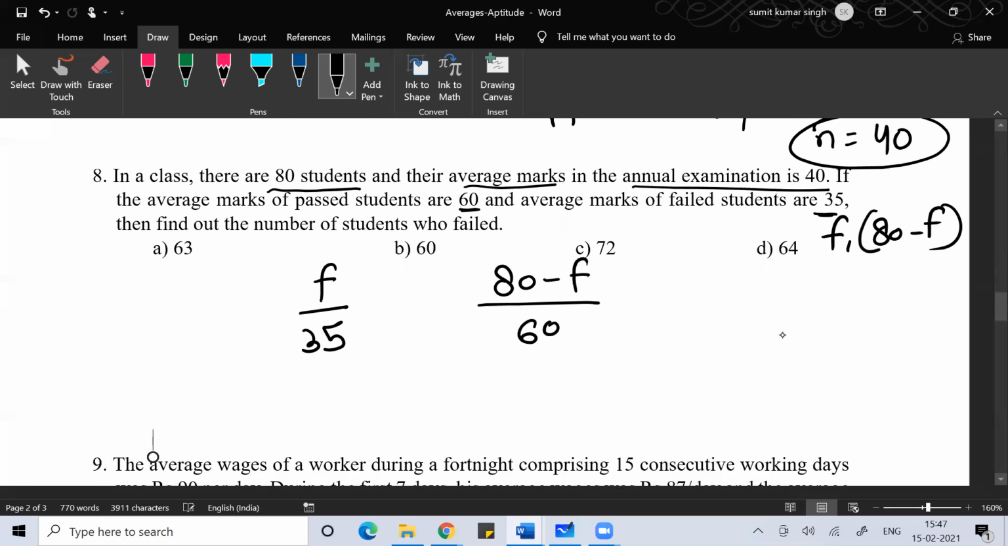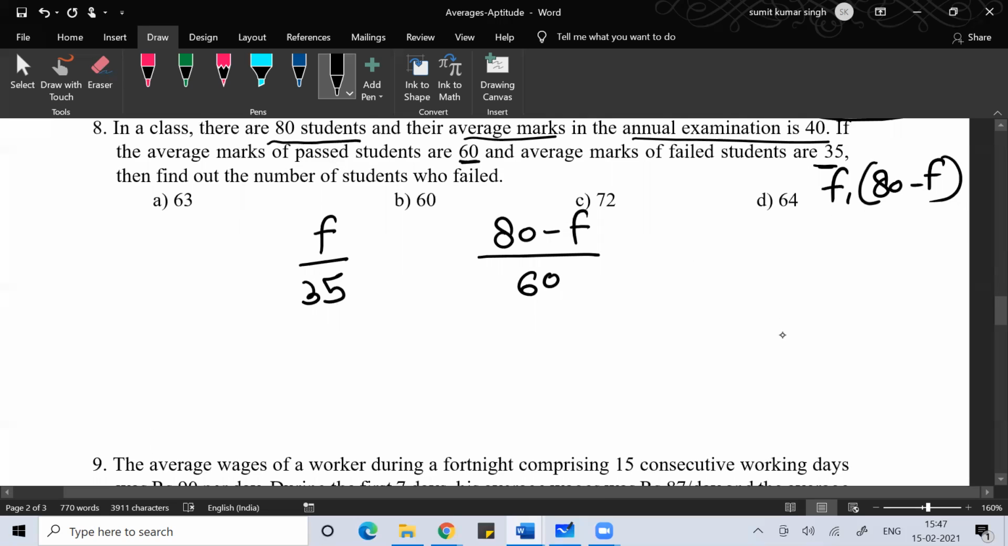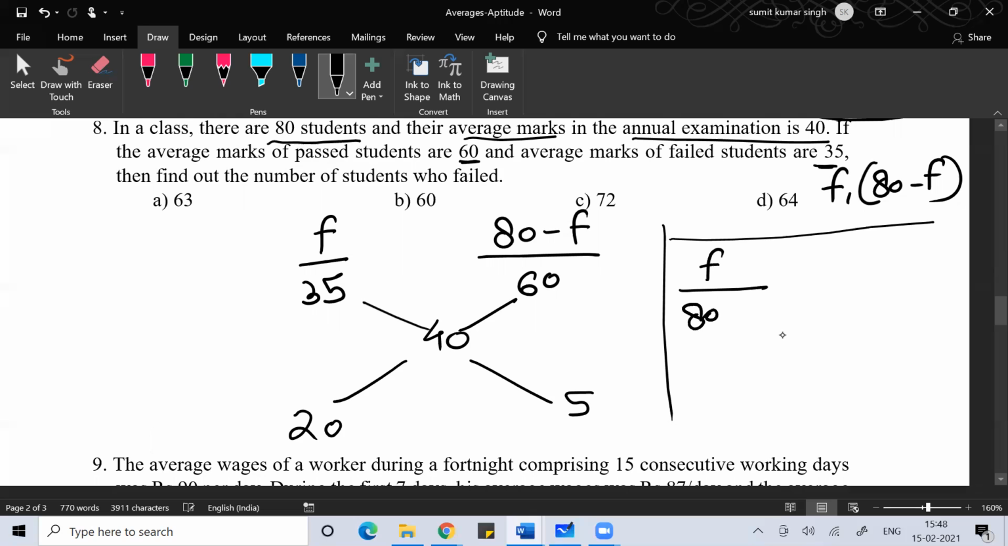This is the crisscross method, through which we solve questions on allegation and mixture also. The average of the class is 40. So you can solve by the crisscross method. 40 minus 35 is 5. 60 minus 40 is 20. So the ratio of failed to pass will be 20 by 5.